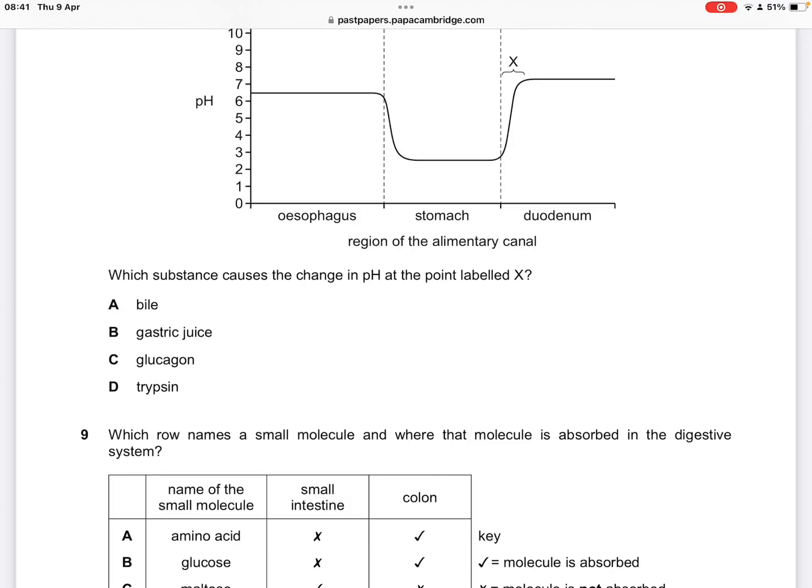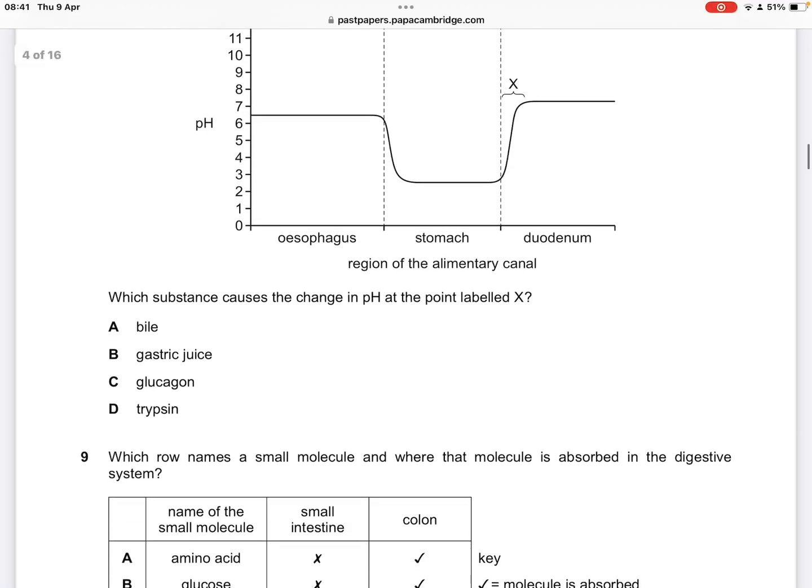Bile is made by the liver, stored in the gallbladder, and then secreted down into the duodenum via the bile duct. So yes, it is alkaline. It also is involved with the emulsification of fats, which is another role that it does. Gastric juice, so B, would be very acidic, so it wouldn't bring the pH up, it would keep it low, so it's not that.